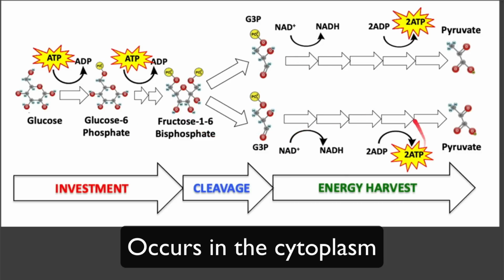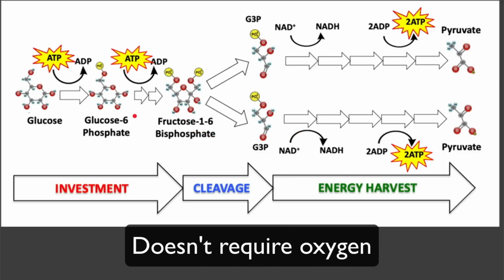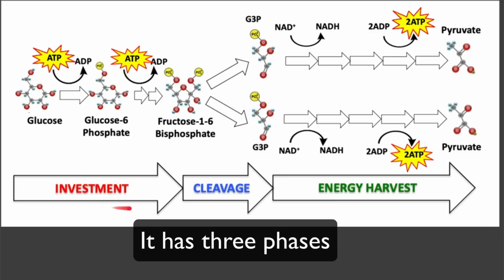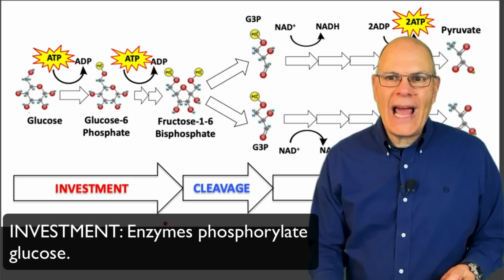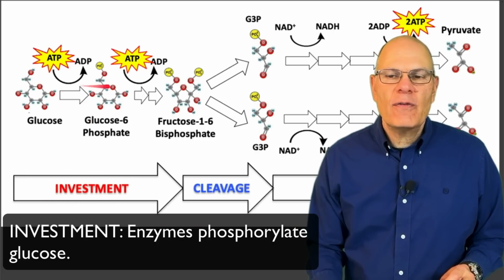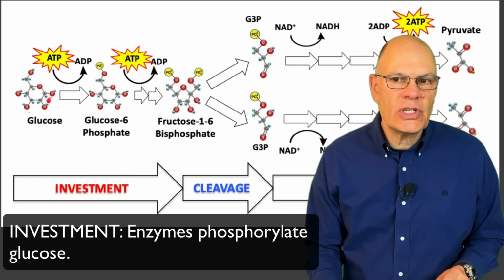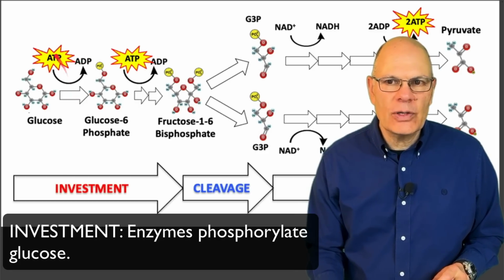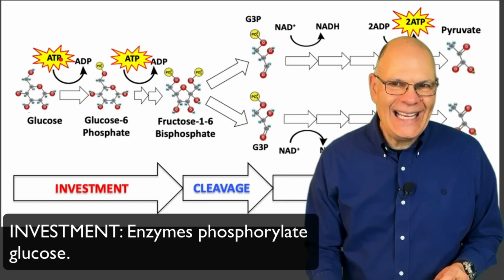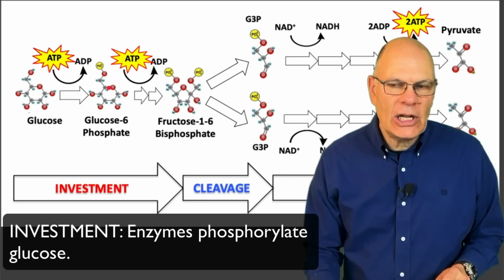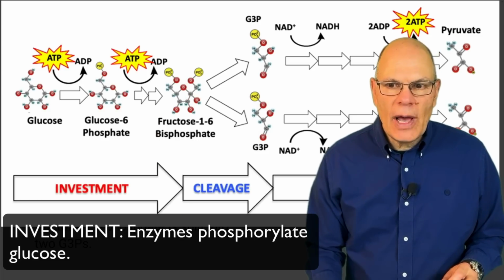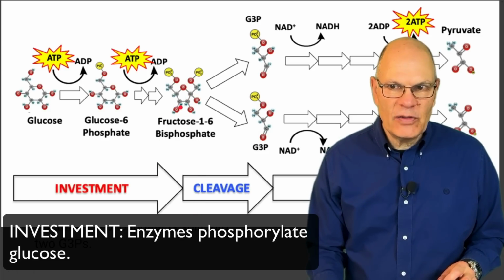It occurs in the cytoplasm. It doesn't require oxygen, it's anaerobic, and it has 3 parts to it: investment, cleavage, and energy harvest. In terms of investment, what happens is that enzymes phosphorylate glucose. So glucose is a starting compound. Enzymes aren't shown here but are implied by the arrows. Take a phosphate from ATP and plant it onto intermediate compounds. By the end of that process, you have fructose 1,6-bisphosphate.